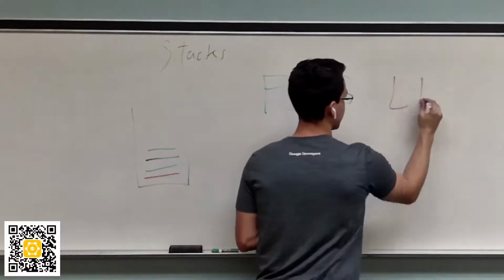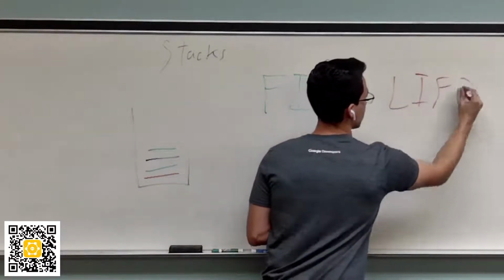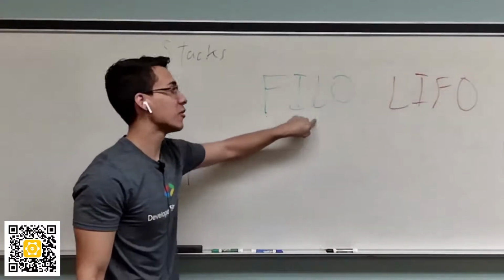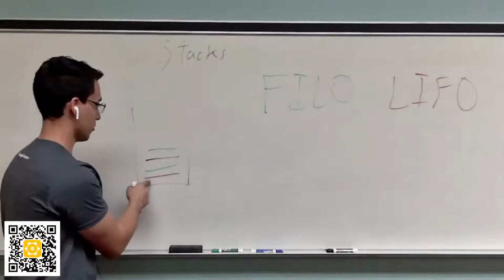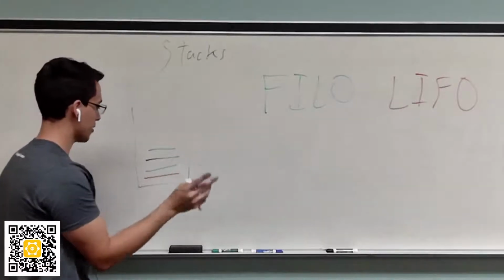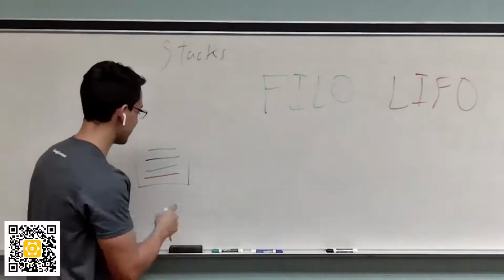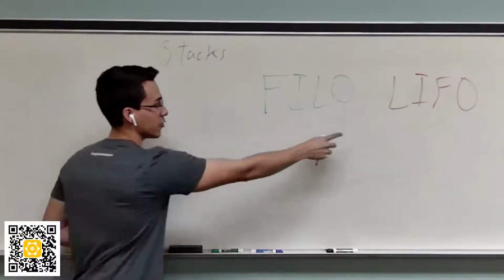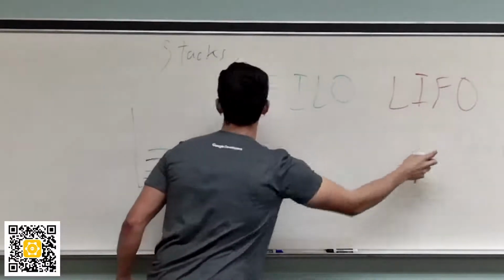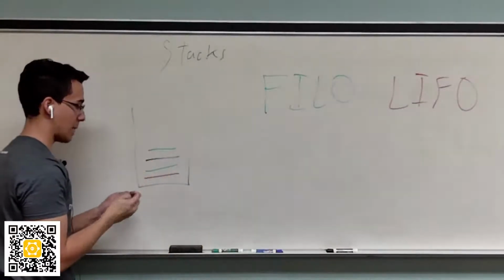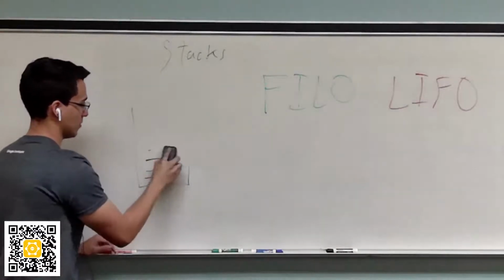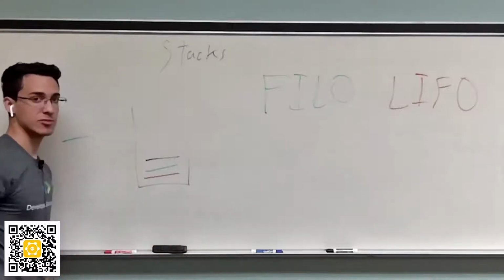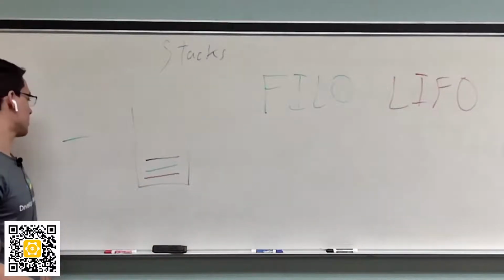LIFO. Okay, so they're the same thing. The first one in is the last one out. I should have colored it differently. Whatever, it is what it is. So the first one in is the last one to get out, and the last one in is the first one to get out. So this green one can get popped. And now it's not in the data structure anymore. It's somewhere outside. You use the value. Okay?